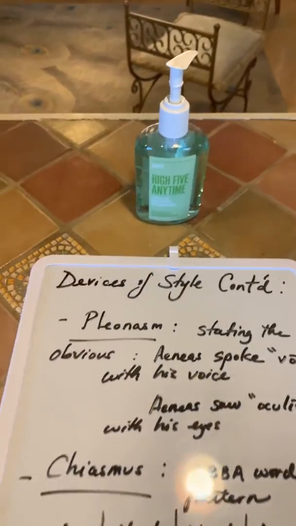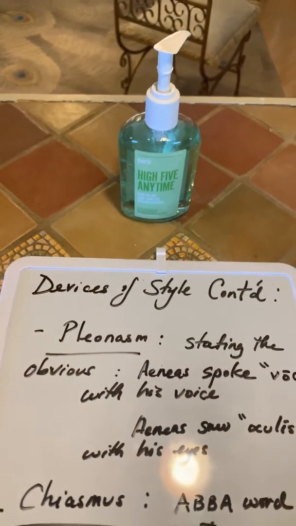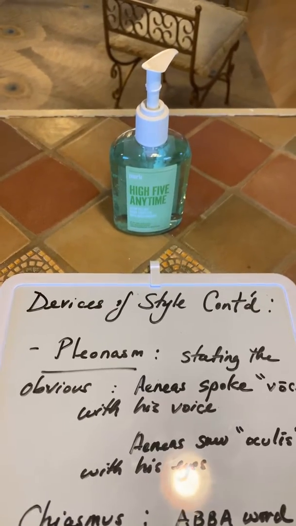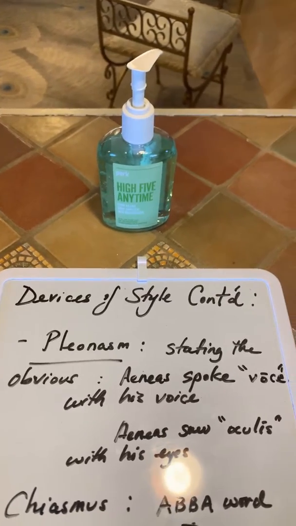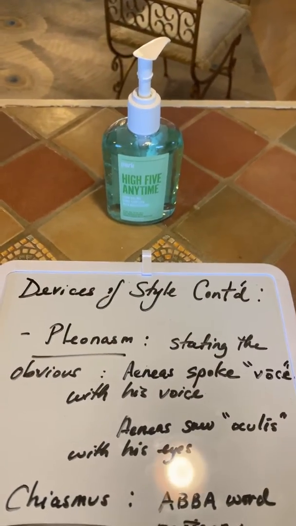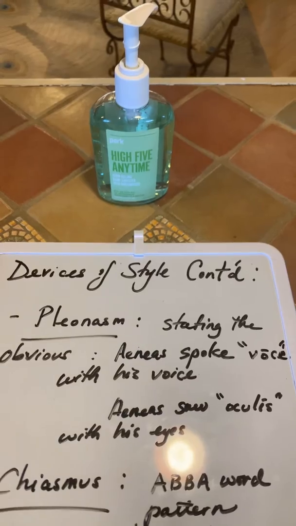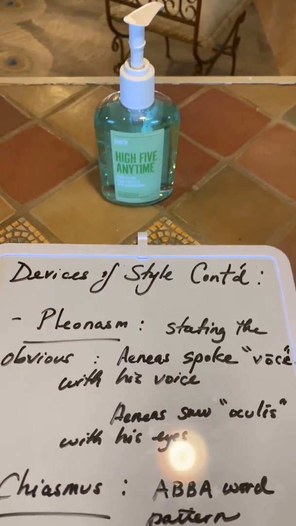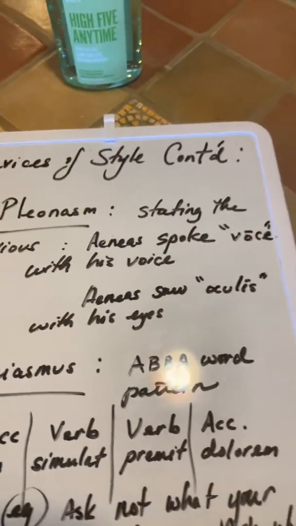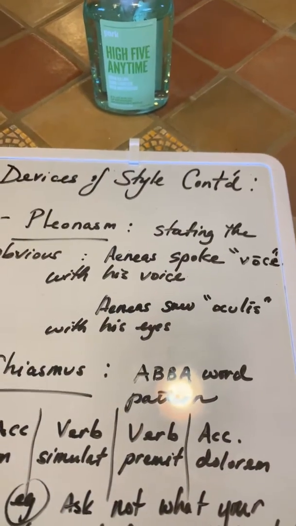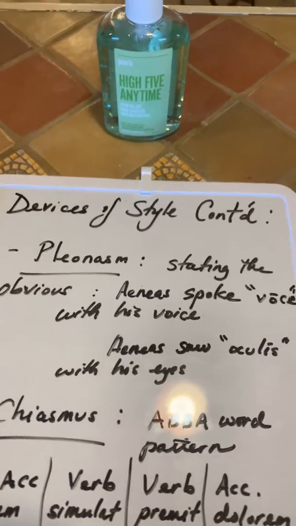Anyway, today we're going to talk about a couple of figures of speech or devices of style in poetry. And one of the things that you saw when you did your translation of lines 195 to 209, some of you, was pleonasm. And pleonasm is basically stating the obvious. It's superfluous. It's when Virgil says Aeneas spoke voce, with his voice. Obviously, he spoke with his voice. You could say Aeneas saw oculis, with his eyes. Okay, just kind of redundant for emphasis.